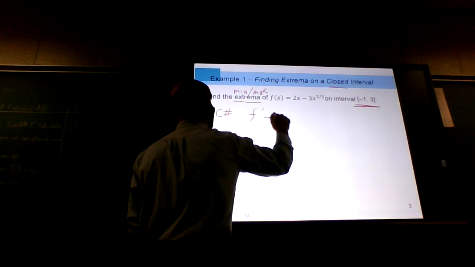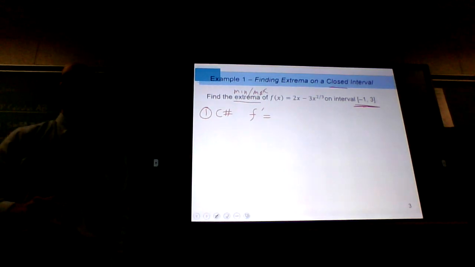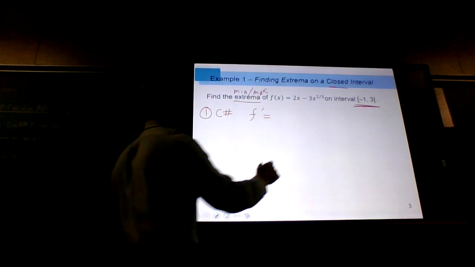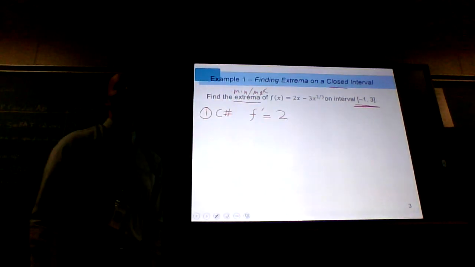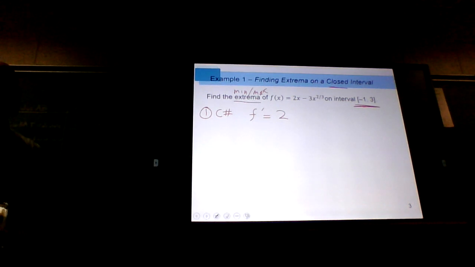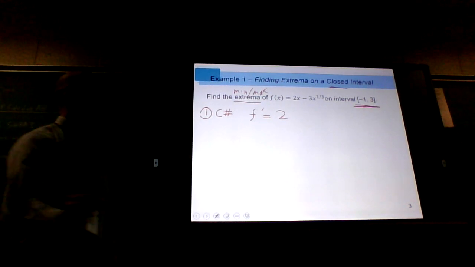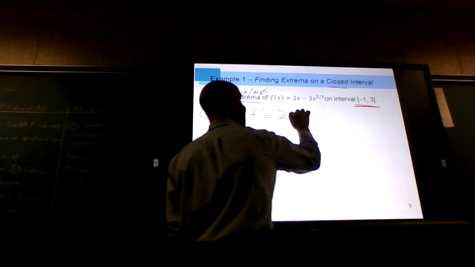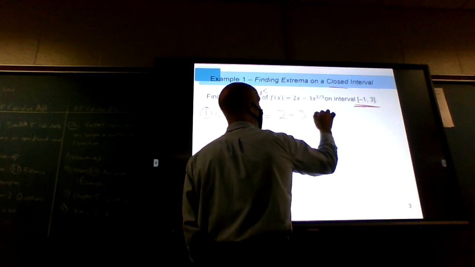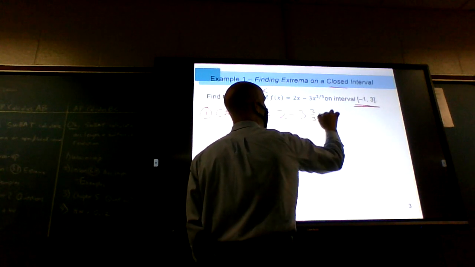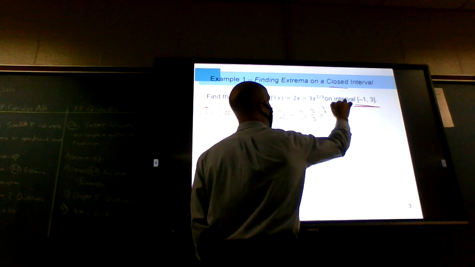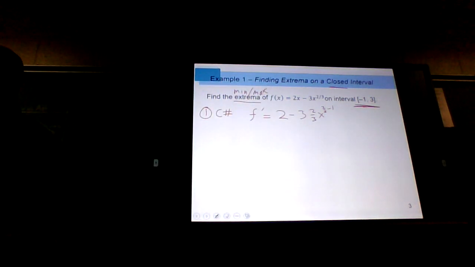So let's go ahead and do the derivative of this function. What's the derivative of 2x? 2. What is the derivative of negative 3x to the 2/3 power? Well, we've got to do the power rule. And I'm going to show all my work here. So that's going to be minus 3 times 2/3 x to the 2/3 minus 1, right? I'm showing all the work because you might be taking notes and you might not be as good at differentiation as I am.